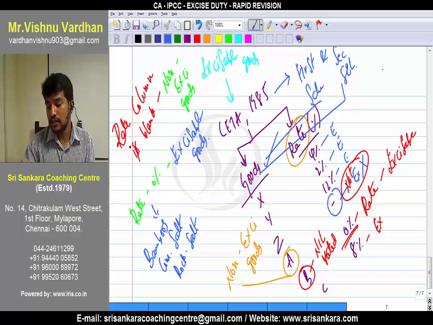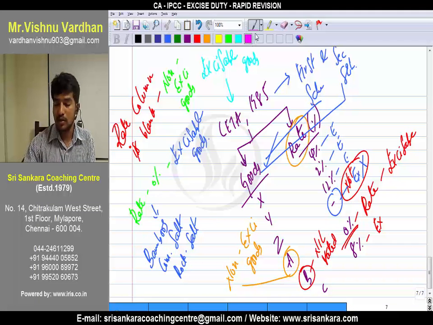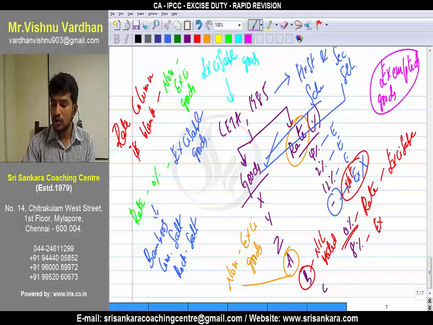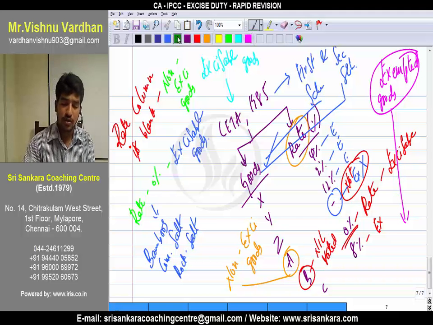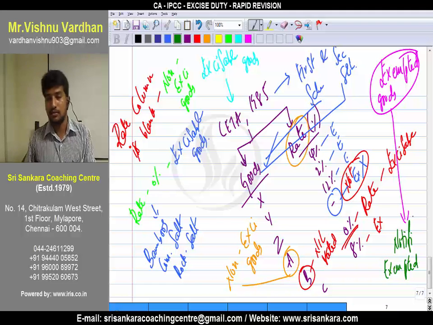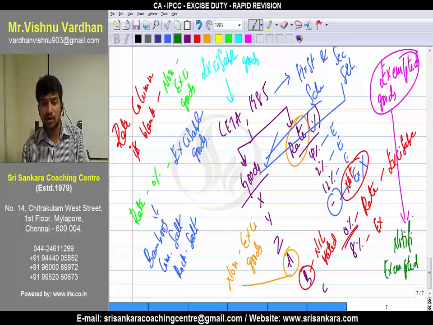Then what are exempted goods? What is meant by exempted goods? Exempted goods are nothing but goods that are exempted through notification. Through notification, they will be exempted. Clear? Then such goods are called exempted goods. So this is regarding what are excisable goods, what are non-excisable goods, what are nil rated goods, what are exempted goods.